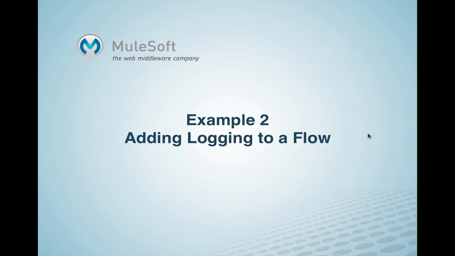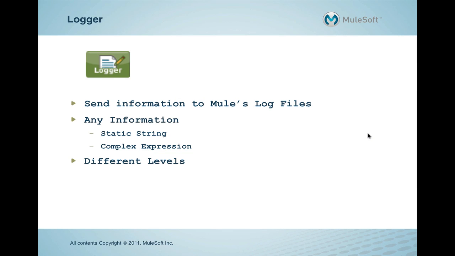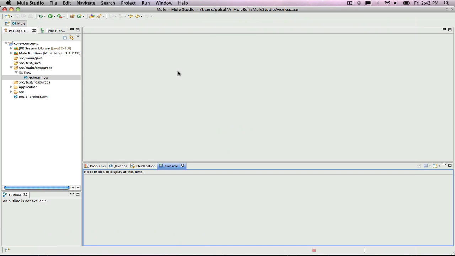In this video, we will continue working on the same project we started in our introduction to endpoints and add a new component, the logger. A logger component allows you to send information to Mule's log files. This information can be anything, from a simple static string to a complex expression involving message payloads or message attributes. The information can be of different levels of importance. We'll discuss that in a moment.